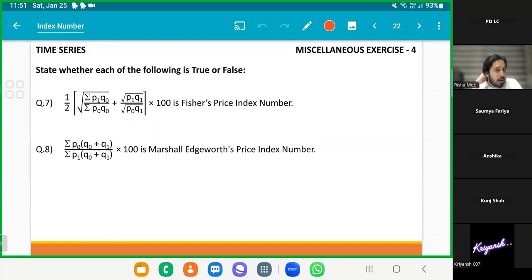Seventh one is Fisher's price index number. Fisher's price index number is nothing but root of L into P. Right. So this is again a wrong formula. So that is false.